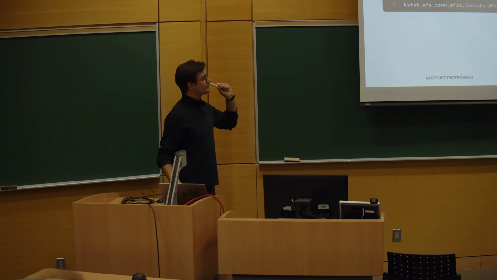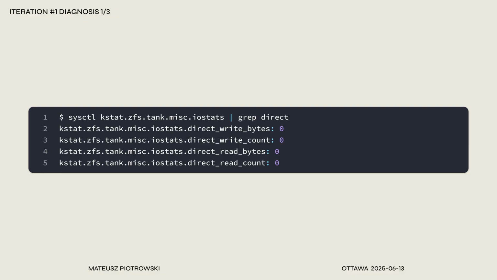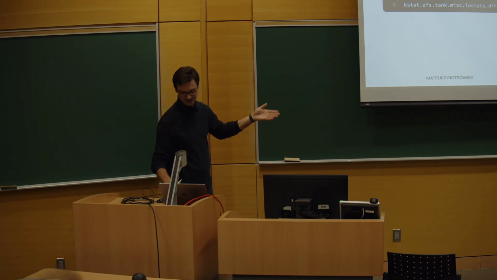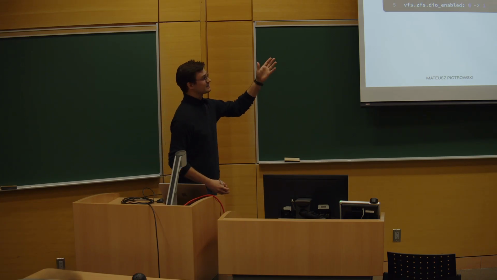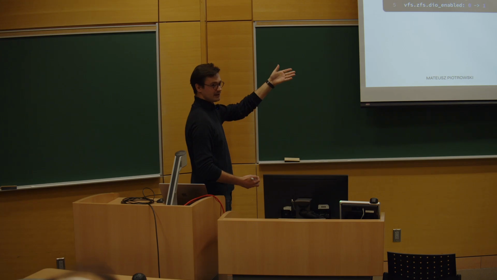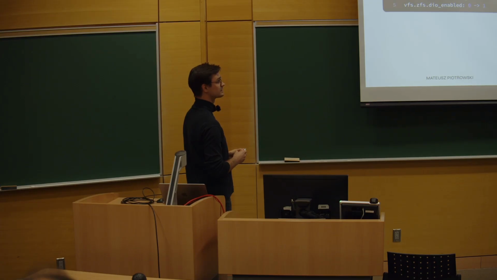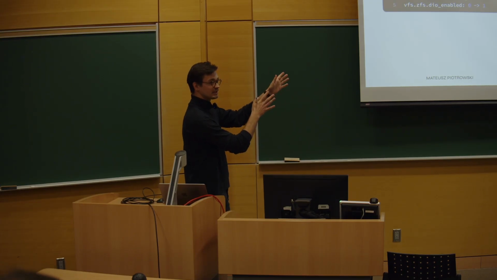If you start investigating and you look at the I/O stats sysctl, you'll see that there were no direct calls performed at all. And I was, OK, that's curious, because we enabled that. So why is it not there? It turns out that you have to enable direct I/O before you do anything. So there is a sysctl for that, DIO enabled. I think it will be on by default in FreeBSD soonish. But for the time being, you have to enable it.